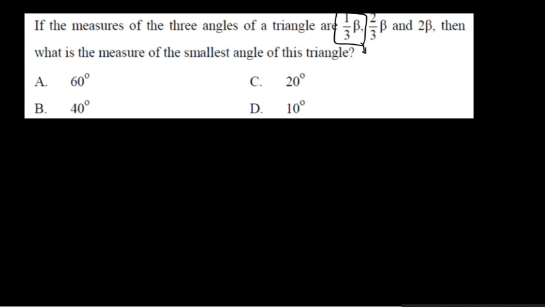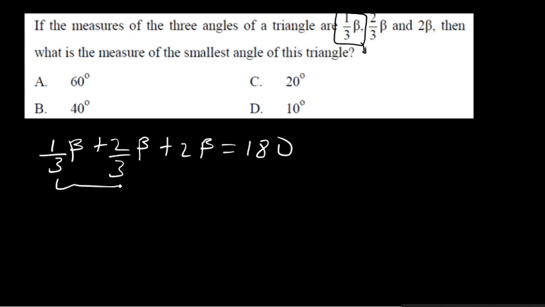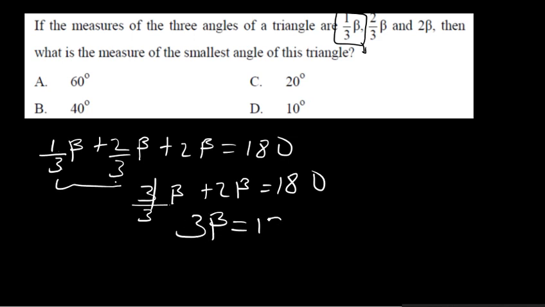To do that, we have to add the 3 angles and set equal to 180, because the sum of the 3 interior angles of a triangle is 180. So 1/3 beta plus 2/3 beta plus 2 beta is equal to 180. These two are fractions, and we can add them because the denominator is the same. So 1 beta plus 2 beta means 3 beta over 3, which is 1 beta. Then 1 beta plus 2 beta is 3 beta, equal to 180. Then divide by 3 both sides. So the beta value will be 60 degrees.